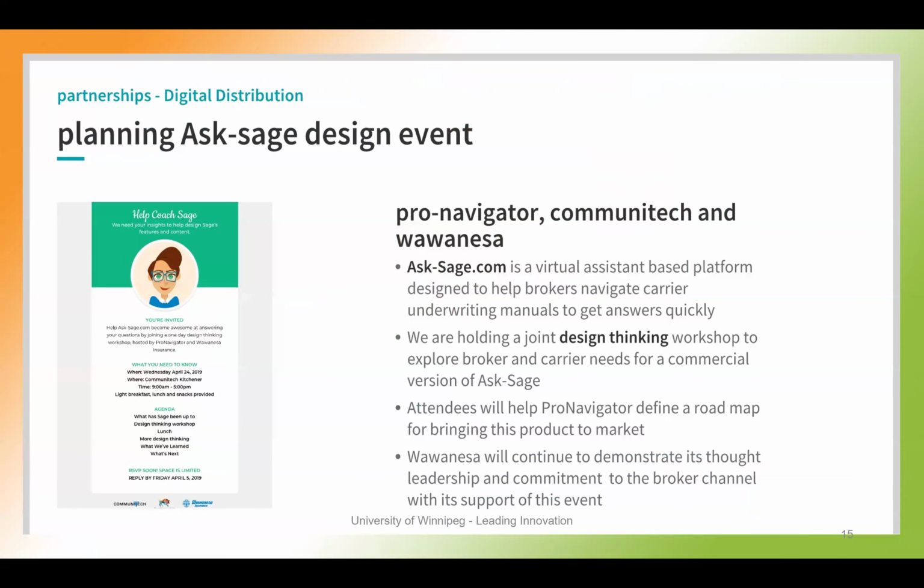So what we did was we had an event at Communitech in Kitchener about digitizing insurance. We had a bunch of speakers, including myself. As we were having this discussion with brokers, we invited a bunch of big brokers out. We announced that we were working on this Ask Sage project with ProNavigator, and they were there to demo it for them. We actually had a booth set up, and our partners were demoing Ask Sage. I think it was actually a partial MVP.